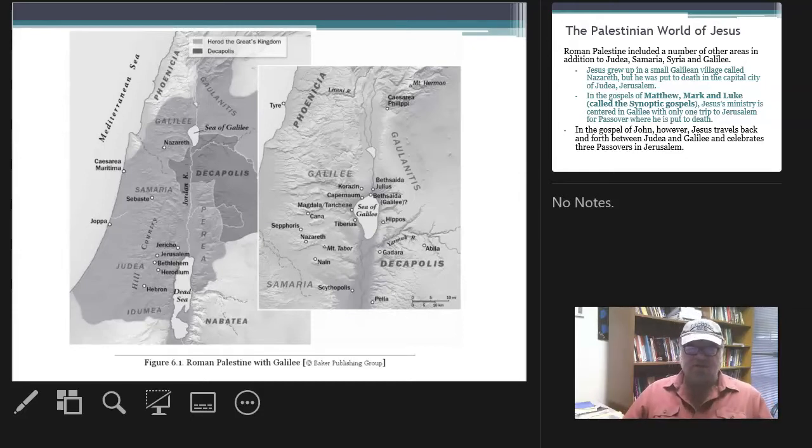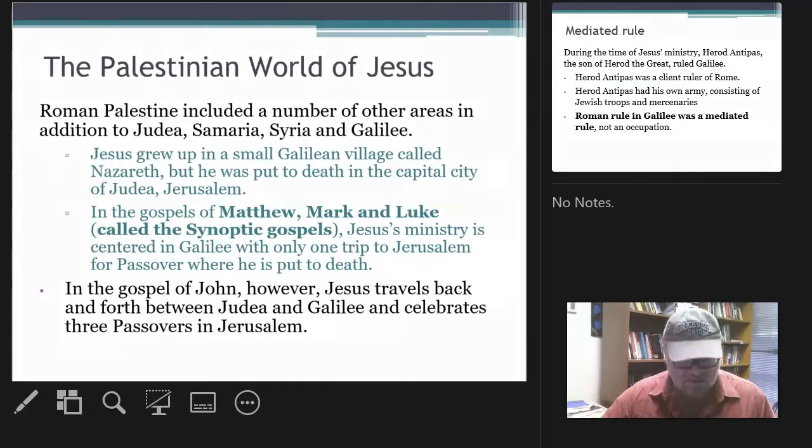A lot of the place names you'll hear in the Gospels, areas where Jesus circulated and his ministry grew in popularity. Then there's Samaria, and then on the east bank is the Decapolis. This is Roman Palestine, with Galilee, as it was called in that day. The Palestinian world of Jesus included a number of other areas in addition to Judea, Samaria, Syria, and Galilee.